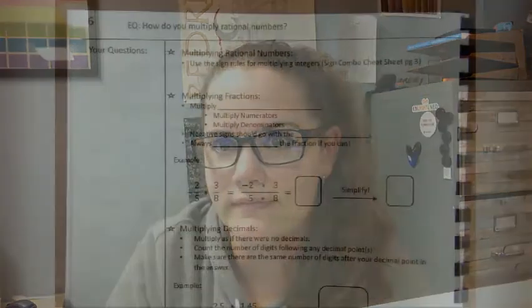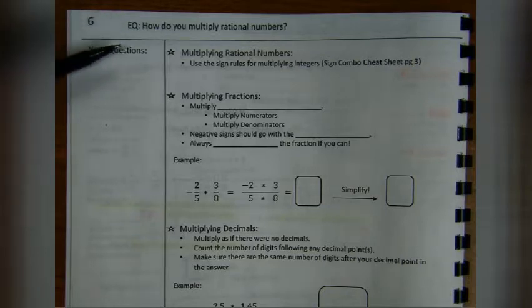Hey Tigers, we are going to talk about multiplying rational numbers today, so multiplying fractions and decimals. Make sure you guys have page 6 of your notes ready to take along with this video. So we are talking about multiplying rational numbers. Today our essential question is, how do you multiply rational numbers?